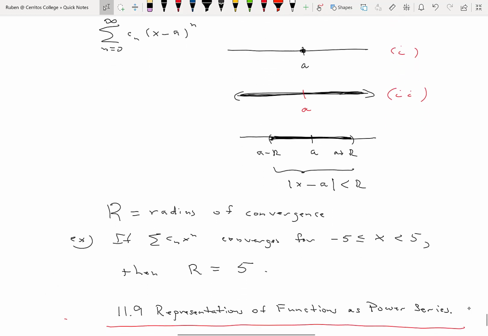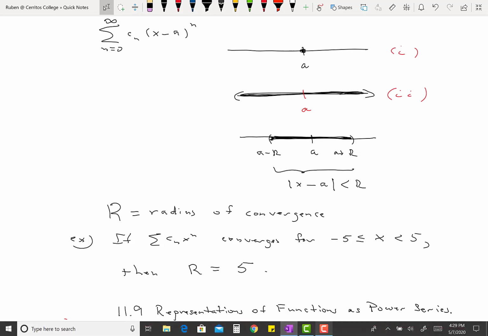Okay, so that takes care of section 11.8. So now let's dig into the most important section. Now remember, I said that this lecture was the most important section for the whole course. In this lecture, the most important section is 11.9. So we're coming to, in this section, 11.9, the most important section for the entire course: representations of functions as power series. So let's dig in.